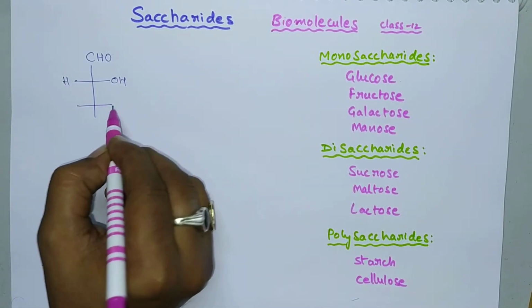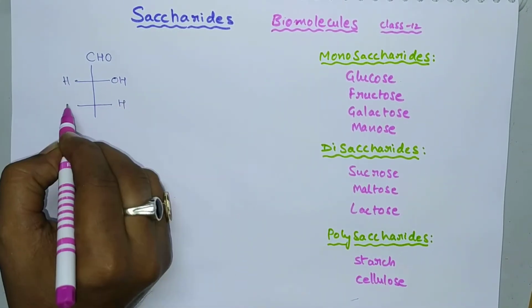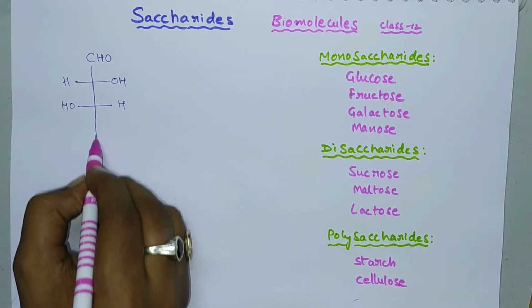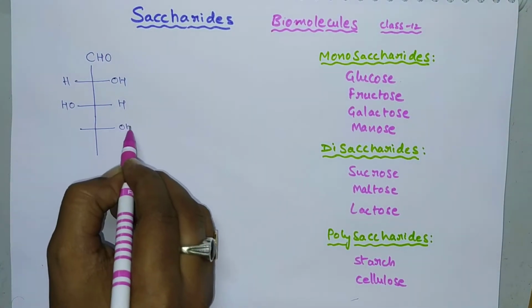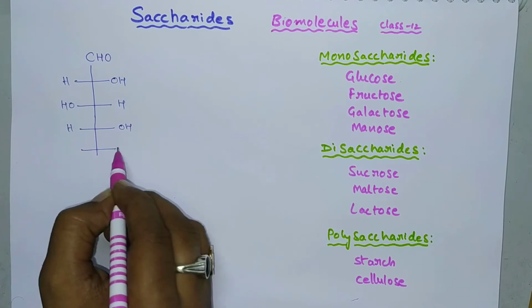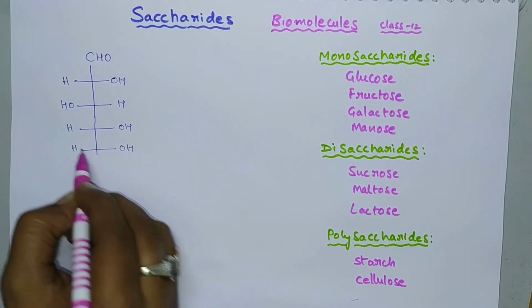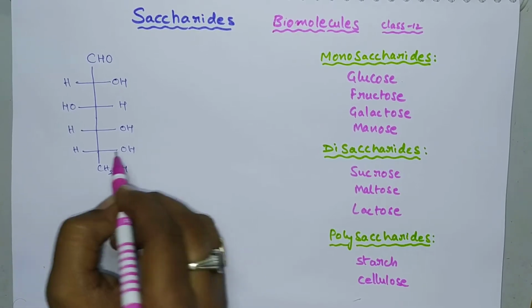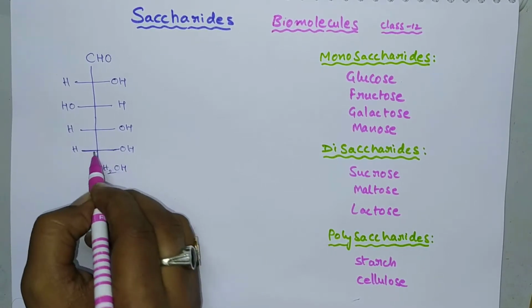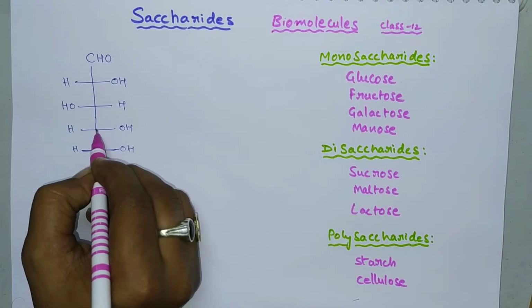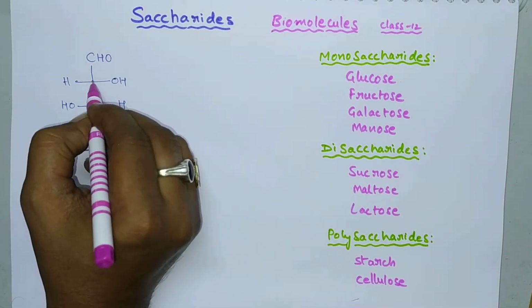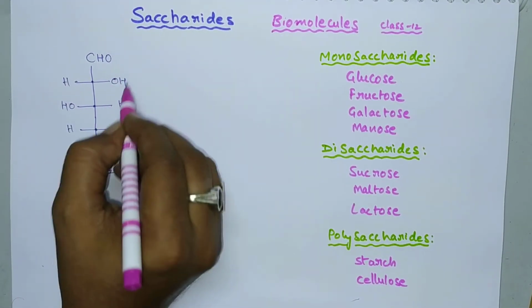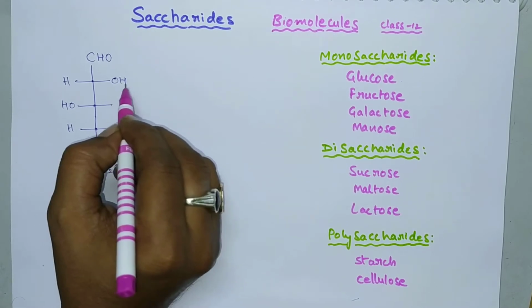This is the Fischer structure. This indicates the configuration. You have to write the configuration like this only. Configuration indicates how the atoms or groups are arranged around the central carbon. Here, each carbon has 4 groups. So OH should be at the right side only.